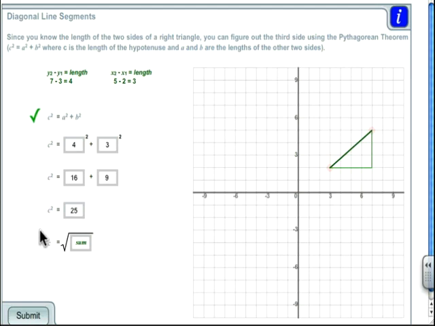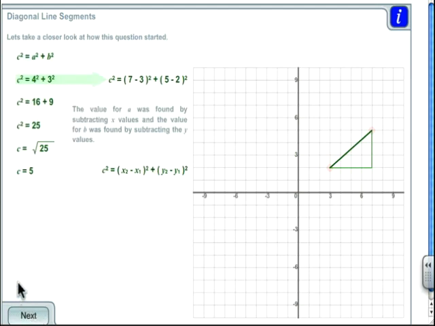Now to get c by itself from c squared, we're going to take the square root of both sides. So we'll take the square root of 25, which gives us an answer of 5, since we're only interested in the positive square root since we're concerned with length. Now we'll continue and look at how the question started. If we go back to this step, c squared equals 4 squared plus 3 squared, we see that we got 4 from taking 7 minus 3, and 3 from taking 5 minus 2. Those were x2 minus x1 and y2 minus y1.